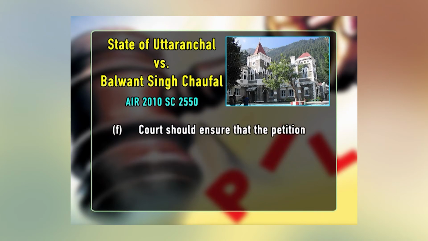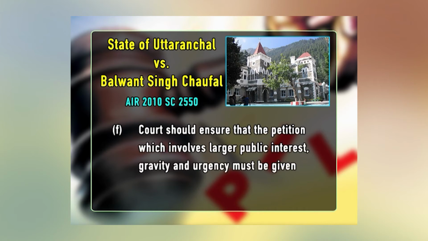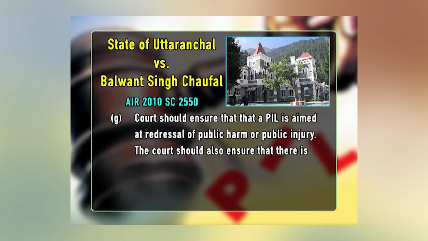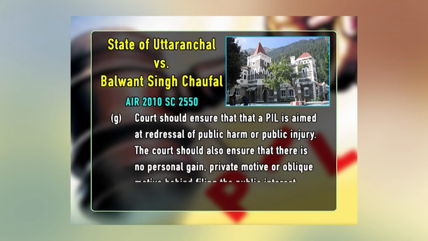Sixth, the court should ensure that the petition which involves larger public interest, gravity and urgency must be given priority over the other petitions. Seventh, before entertaining a public interest litigation, the court should ensure that a public interest litigation is aimed at redressal of public harm or public injury. The court should also ensure that there is no personal gain, private motive or oblique motive behind filing the public interest litigation.